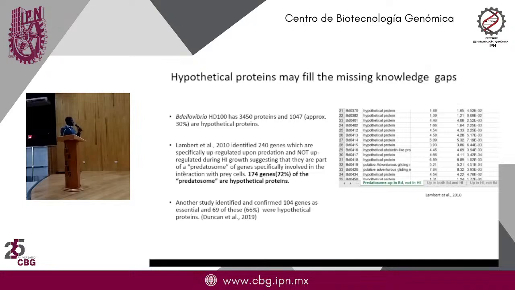Another study identified and confirmed 104 genes as essential by transposon mutagenesis. In that study, they disrupted some genes by transposon mutagenesis, and they found that Bdellovibrio was not able to predate. They found 104 genes, and out of those 104, 66% constituted the largest category, and they were hypothetical proteins.